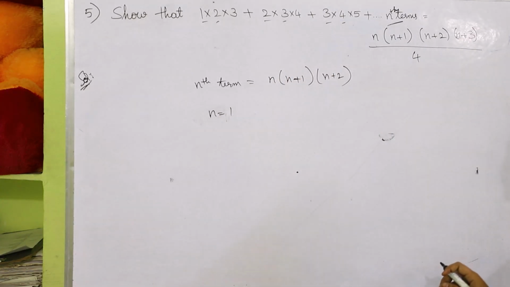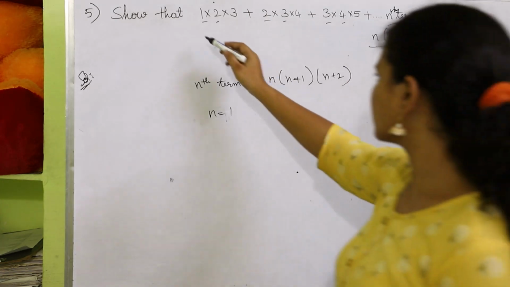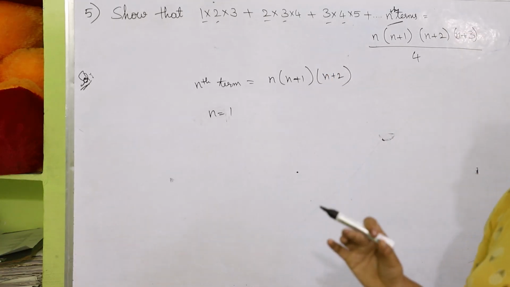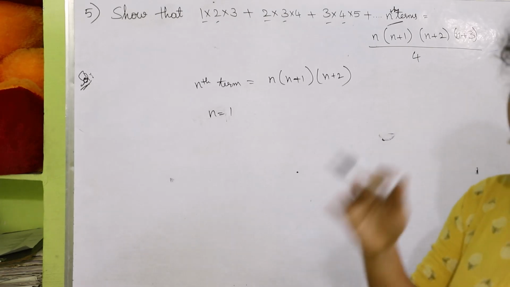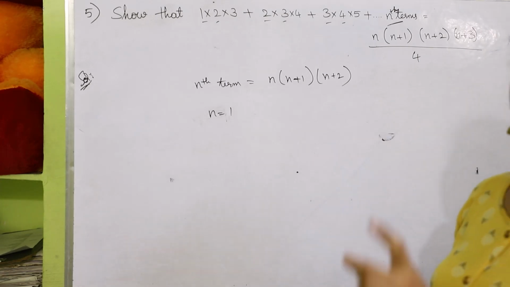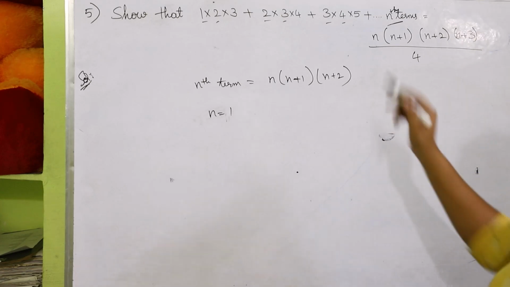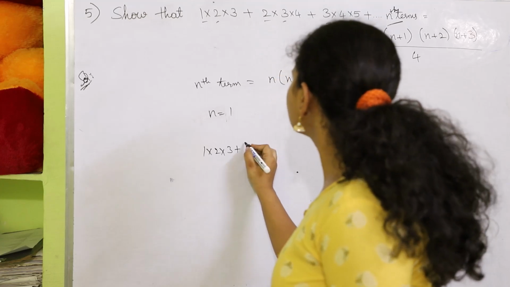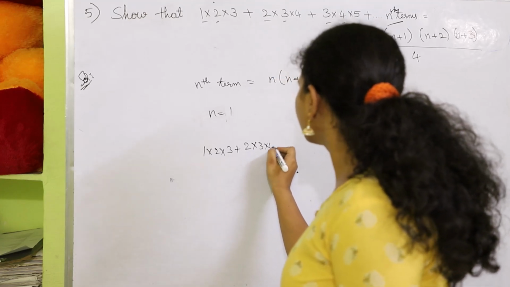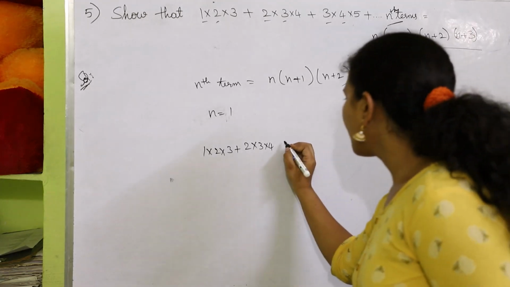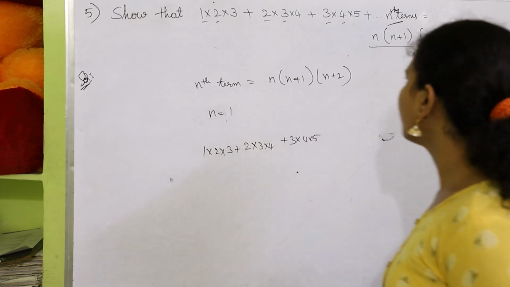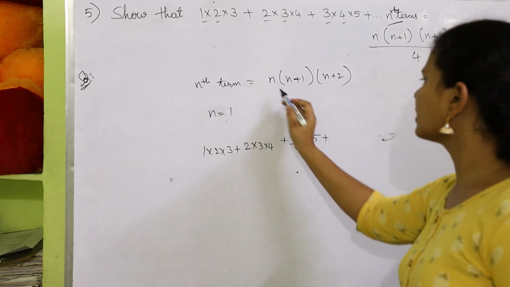So guys, here they have given nth terms equal to n equal to 1. Let me write down this equation. Let's write down the LHS side and RHS side, and look over there whether both the equations are equal or not, means whether LHS side is equal to RHS side or not. So let's check over here: 1 into 2 into 3 plus 2 into 3 into 4 plus 3 into 4 into 5 plus nth term value. Here this is the nth term value.